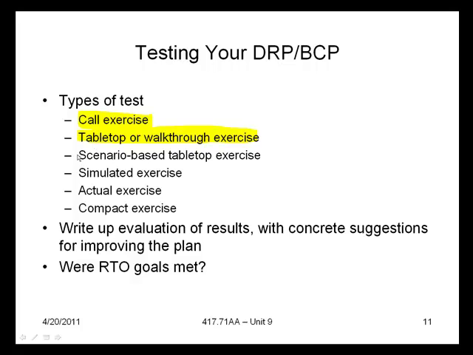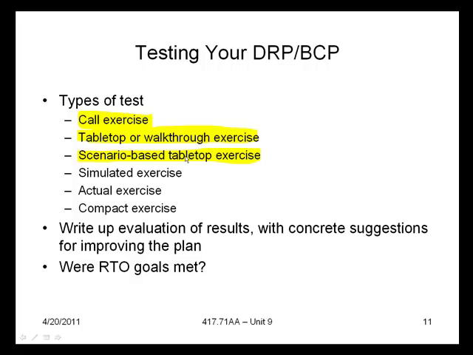A scenario-based tabletop exercise is a little stronger than the above, a little more involved. It's where you pretend an emergency has occurred, and then you role play in the meeting. The straight tabletop or walkthrough exercise is just, let's walk through the plan in general. The scenario-based is, hey guys, there's a fire in a data center and everything's shut down. What do we do next?